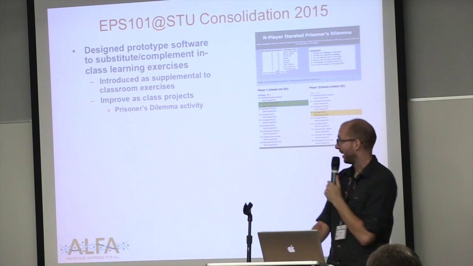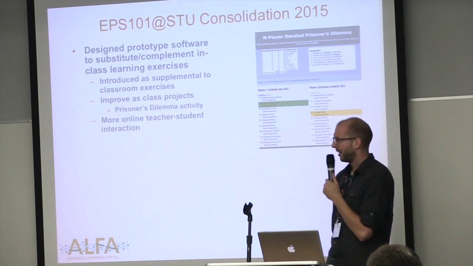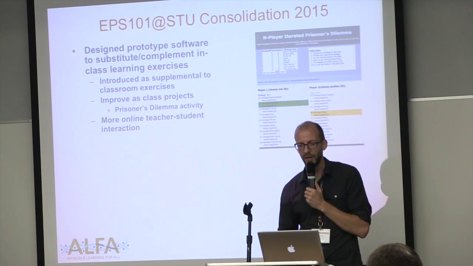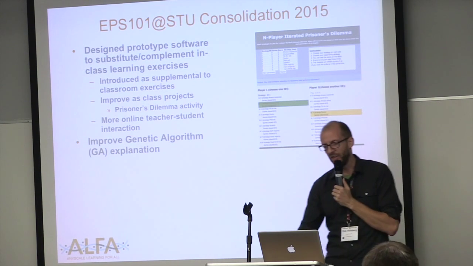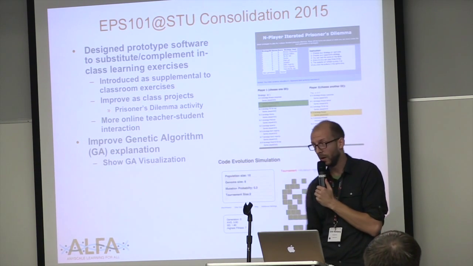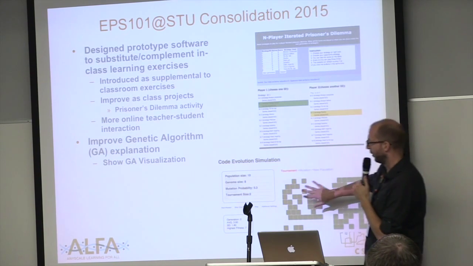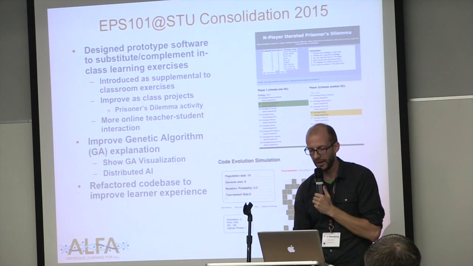And then back to that was a prisoner's dilemma activity. And the key thing we did was to do more online teacher-student interaction, so we didn't lose them online. And then we improved the GA explanation that we did. So here's what happens when you get students to do things. They can put in visualizations and animations, so that helps as well, and more distributed AI.